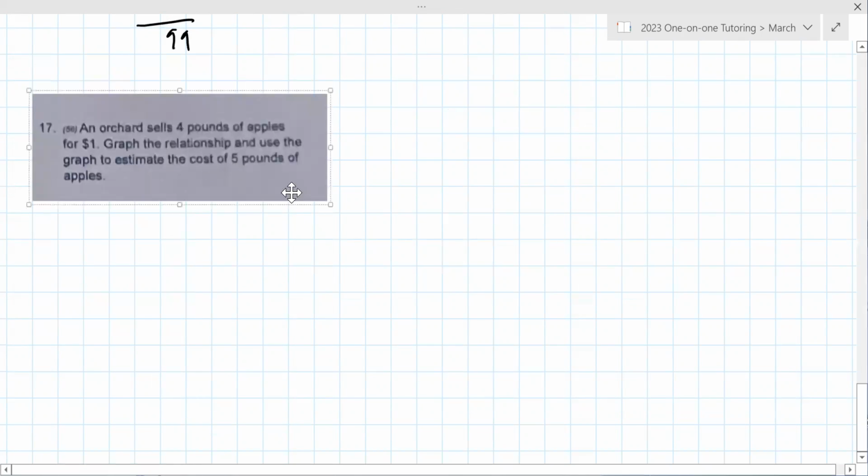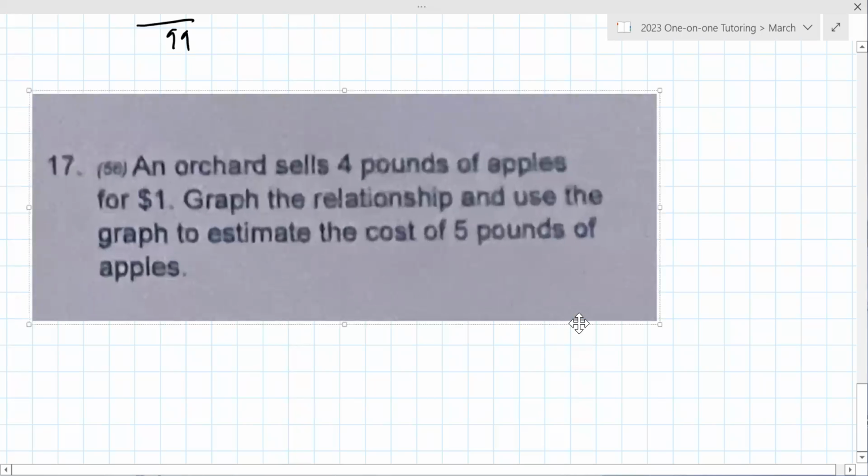All right, number 17. An orchard sells 4 pounds of apples for $1. Wow, that's actually a very good price. It's cheaper to actually get a bottle of soda than an apple right now. Yeah. So 4 pounds of apples for $1. Graph the relationship and use this graph to estimate the cost of 4 pounds of apples.